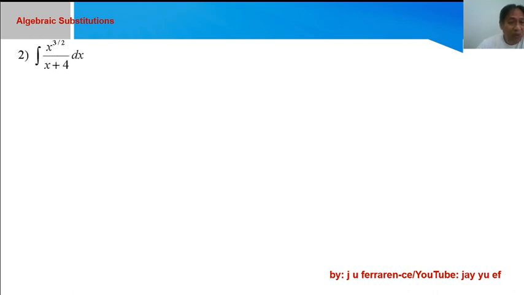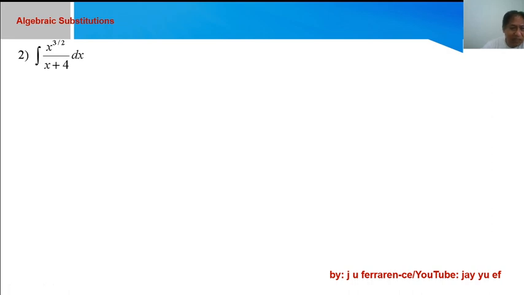Now, next example, we have x to the power 3 halves over x plus 4 as our denominator. So, we have to integrate this. So, your x has a power 1 in the denominator, while your numerator has a power which is 3 halves. So, the only denominator in the powers of x, because this contains an integer power of 1, so this is containing 3 halves. So, the only denominator is 2.